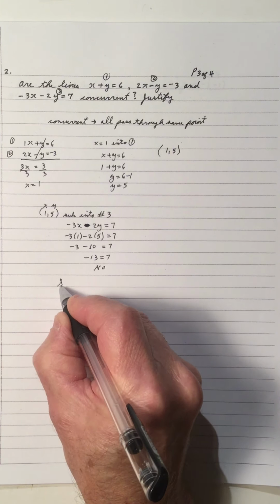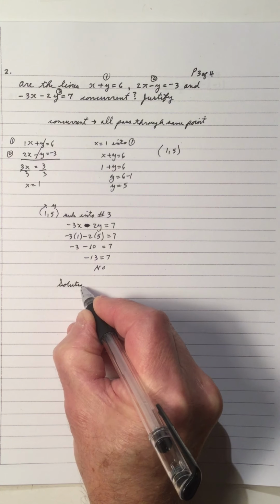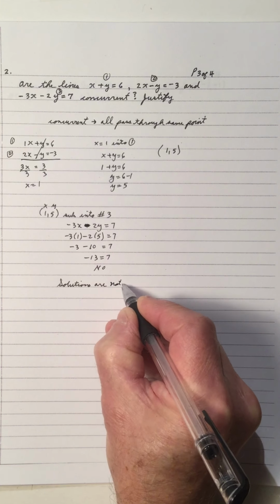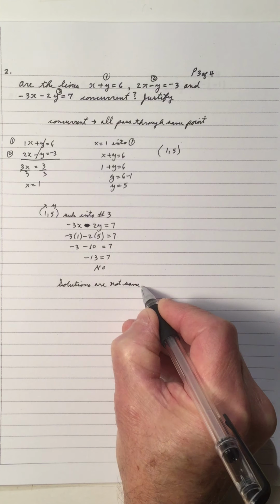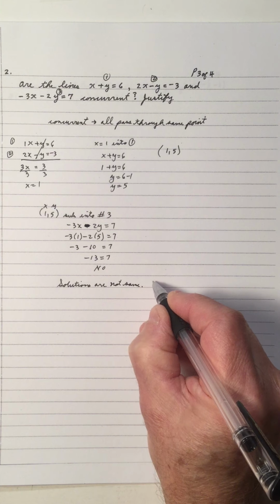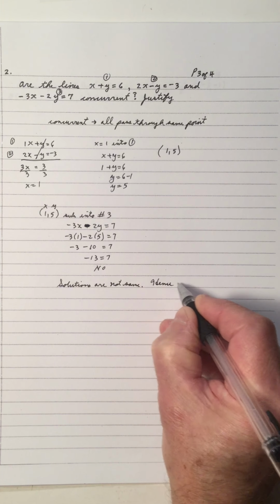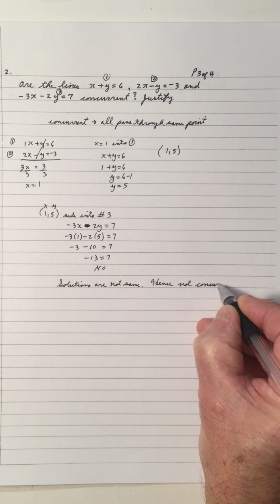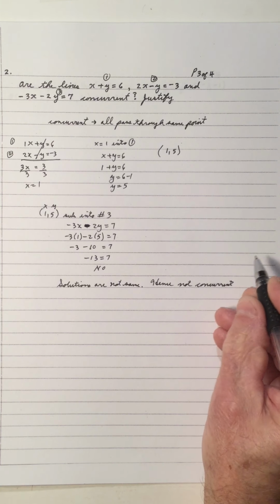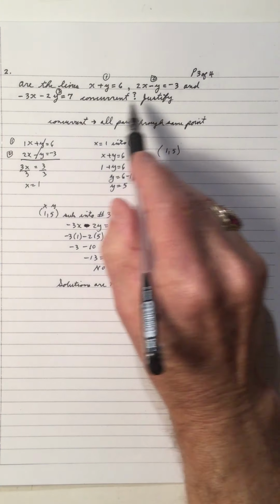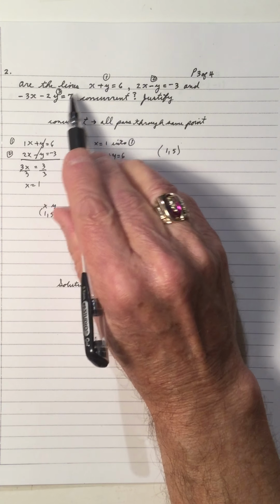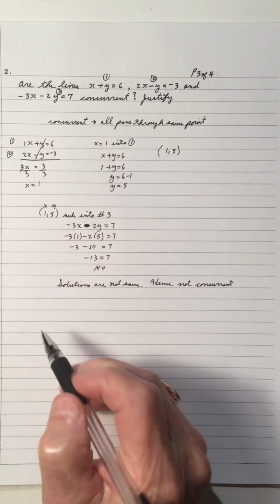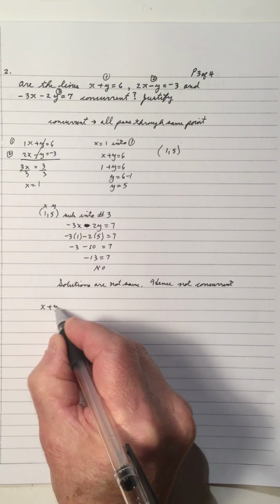Solutions are not the same. Hence, not concurrent. So if I took number 1 and 3 and solved it, I would get a different point. So you can take 1 and 3. I'll just show you.